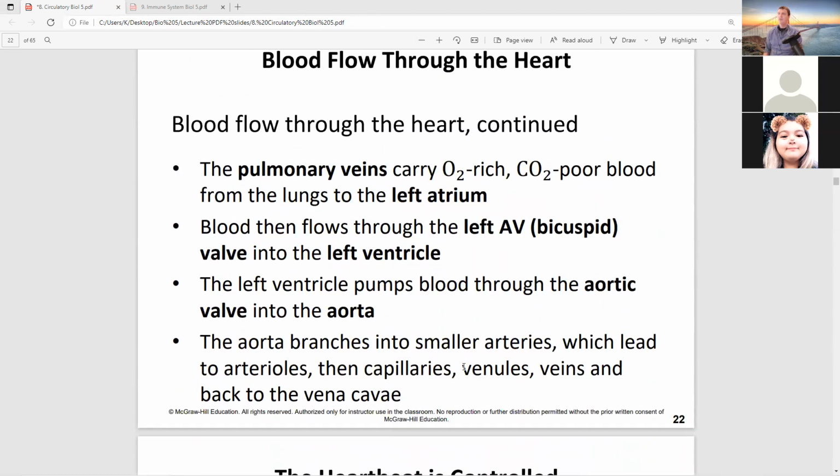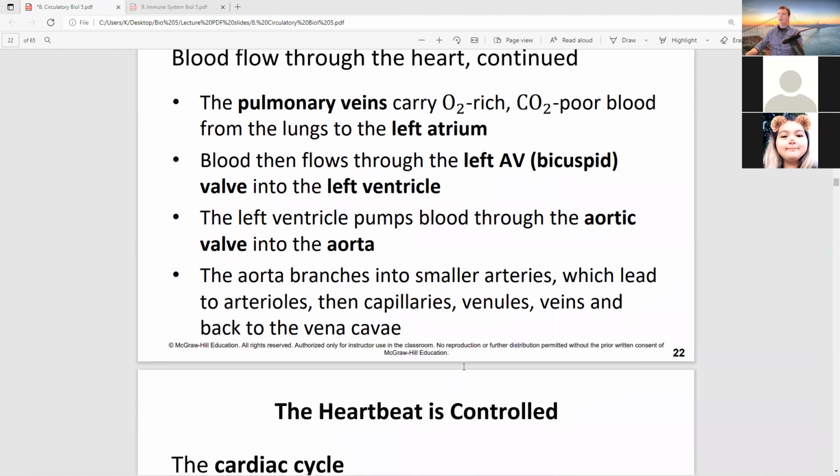Okay, so then the pulmonary veins carry oxygen-rich or CO2 poor blood from the lungs to the left atrium. Blood then flows through the left AV or bicuspid valve into the left ventricle. The left ventricle pumps blood through the aortic valve into the aorta. And then the aorta branches into smaller arteries, which lead to the arterioles, the capillaries, venules, veins, and back to the vena cava.